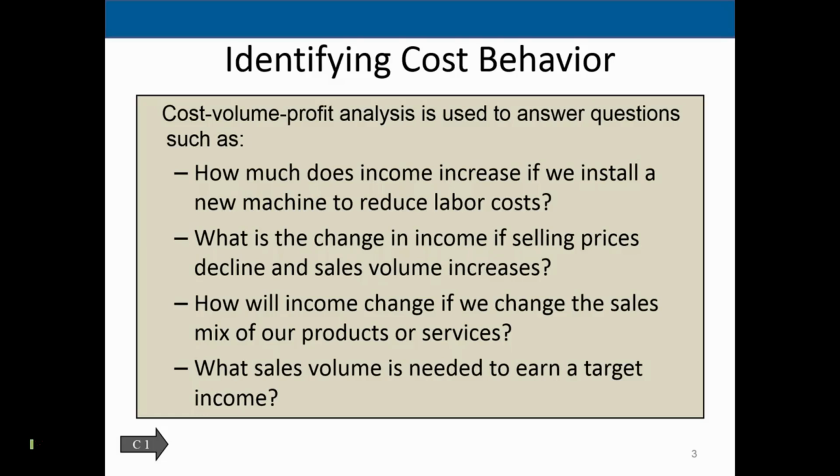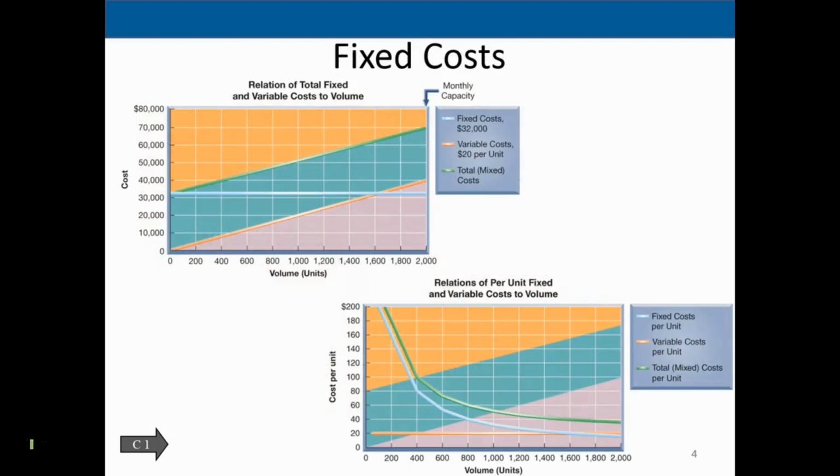Or how will income change if we change the sales mix of our product or service? So if we change the types of things that we sell, if we mix up how much of the different products we sell, what will be the effect on the bottom line? And finally, what sales volume is needed to earn target income? So if we're shooting for a target income, how much sales do we need? How many units do we need to sell in order to hit that? So in order to do this, we're going to break costs out into fixed costs and variable costs.